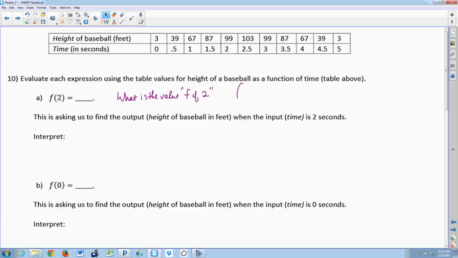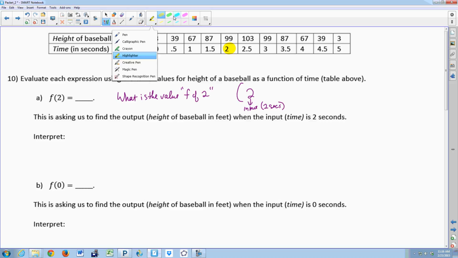So 2 is my input, which means I'm looking for 2 seconds in my table. You go up to your table, look at the bottom row, and find 2 seconds, and put a little bingo chip right there. Then to find the value of your function, the output value gives you your height. At 2 seconds, you put a bingo chip on 99. And that represents the same thing. The number 99 represents the same thing as f of 2. So the output 99 is the height of the baseball in feet.